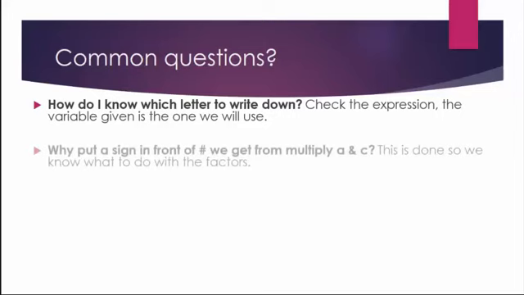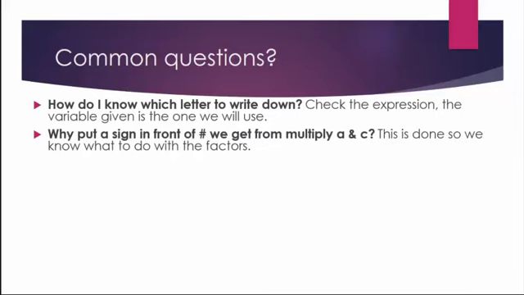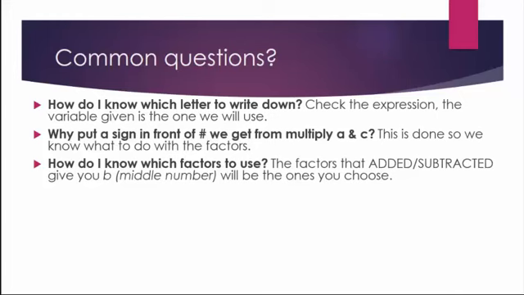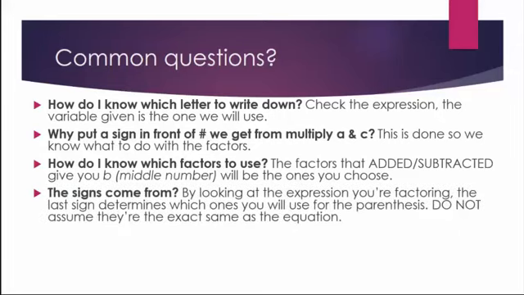Why do I put a sign in front of the number we get from multiplying A and C? Well, this is done so that we know what to do with the factors. So in the previous example, we had a plus 20. That plus told me what to do with the factors of 20 to be able to get the middle number. If it was a minus, I would subtract my factors to get the middle number. How do I know which factors to use? The factors that are added or subtracted that give you variable B, which is the middle number, will be the ones you choose.